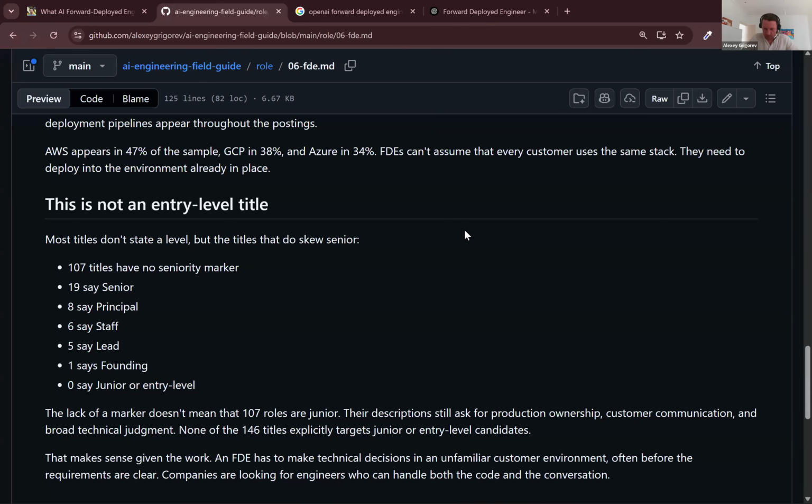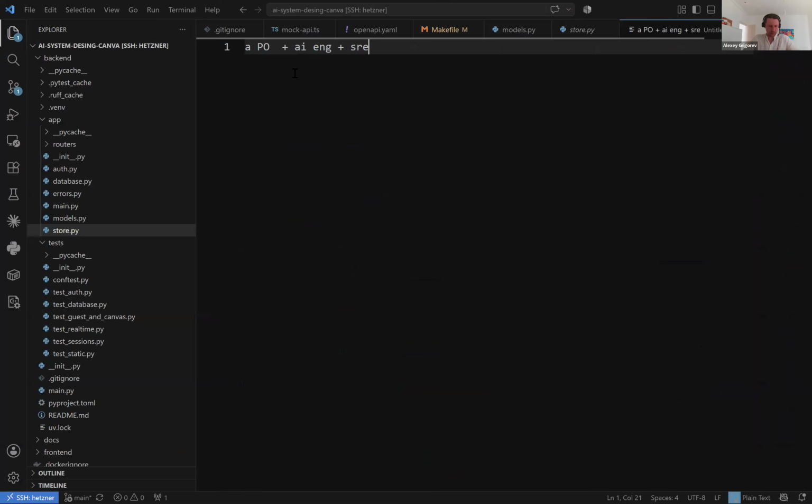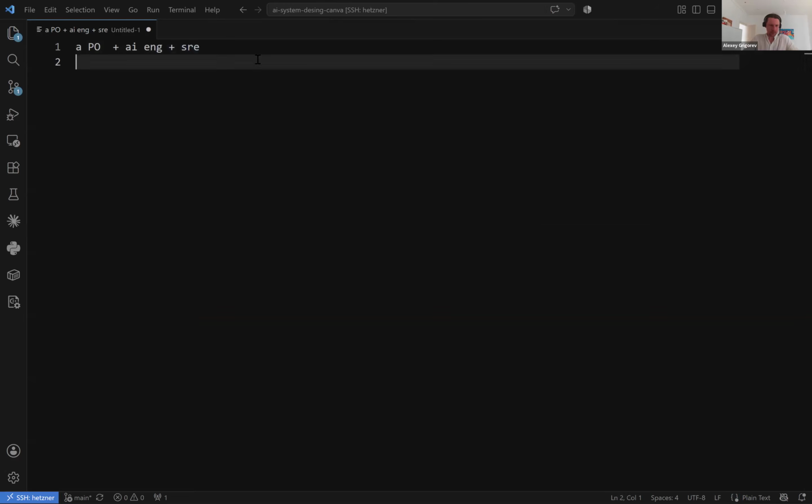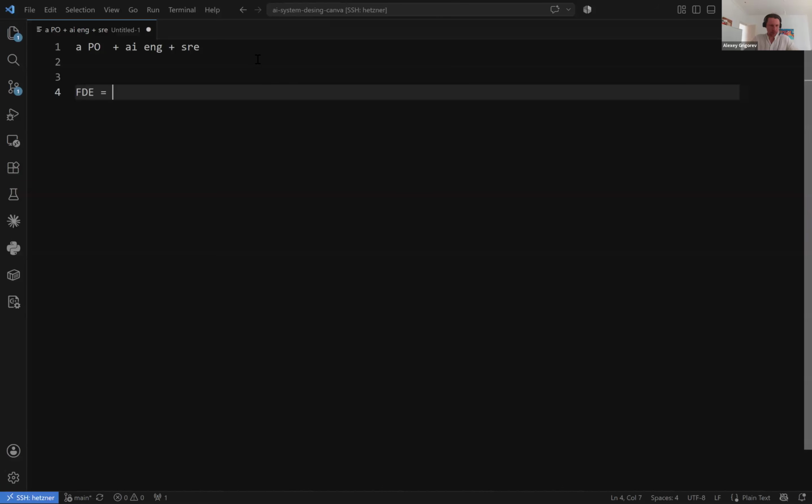Mariano is saying that this FDE is a PO, product owner, plus AI engineer, plus SRE. I would say, yes, there is a linear combination of this. Let's say we have this formula: FDE is PO, or I'll call it product manager, plus AI engineer plus SRE. But there are some coefficients before these, A, B, and C, right?